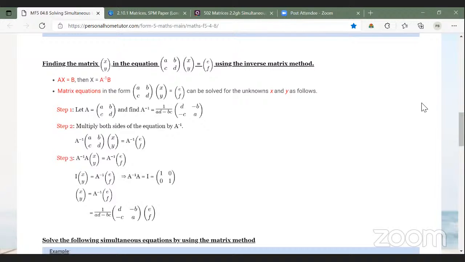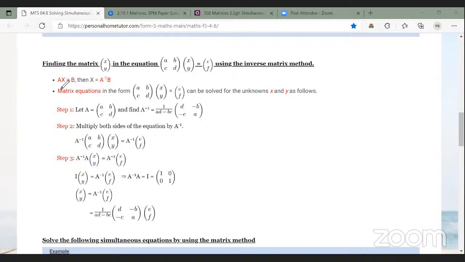All right, so here's just the general formula on how to find the matrix in the equation using the inverse matrix. So this will be the base of how you will solve your simultaneous equations through matrix later.